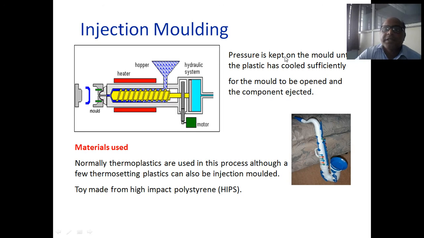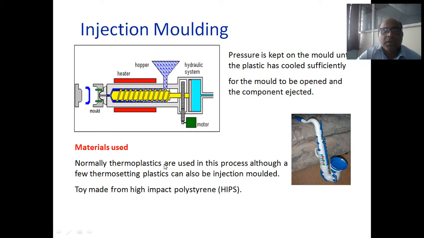You can see here the pressure is kept on the mold until the plastic has cooled sufficiently. After solidification, the mold opens and the component is ejected by ejector pins. Ejector pins are there. This is a die cavity, made in two parts. One is fixed, and the other is openable. When it is open, the material will be removed.